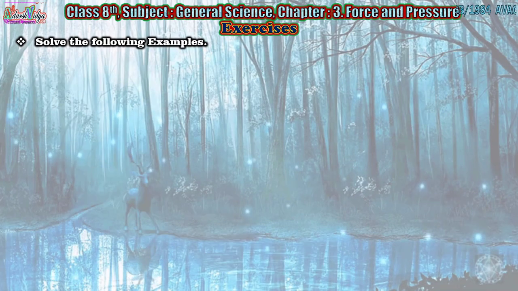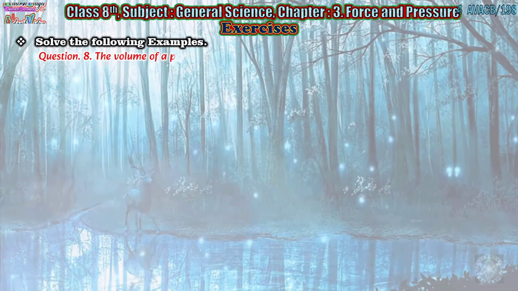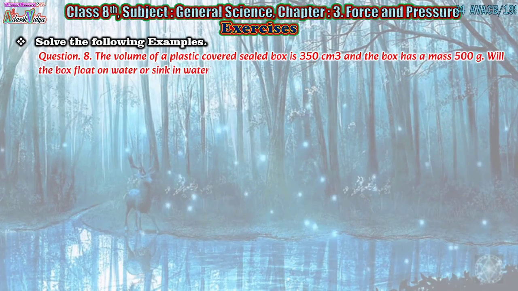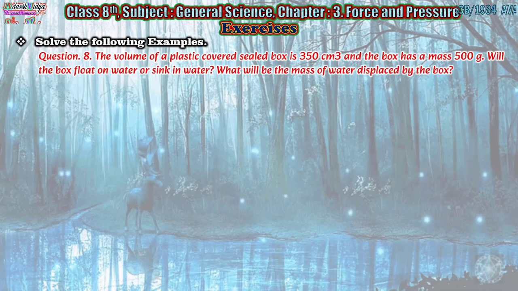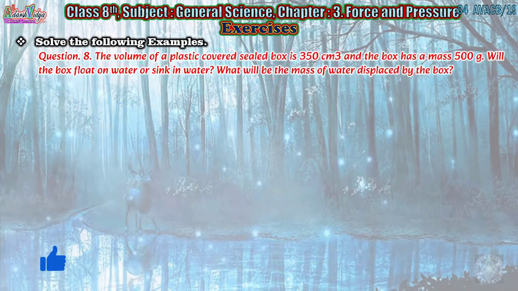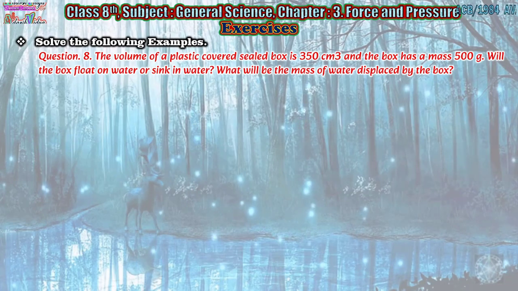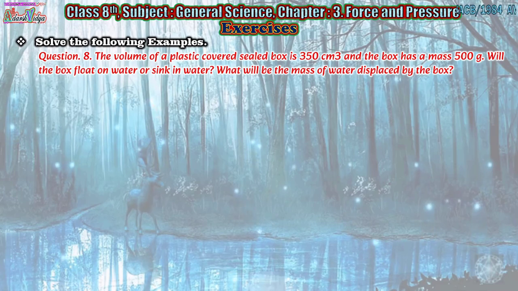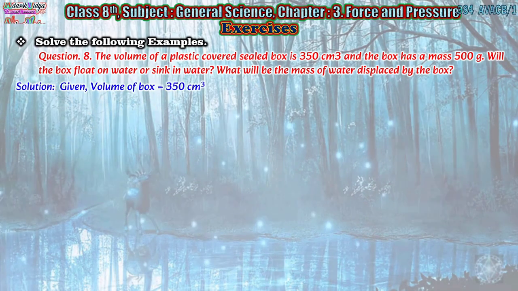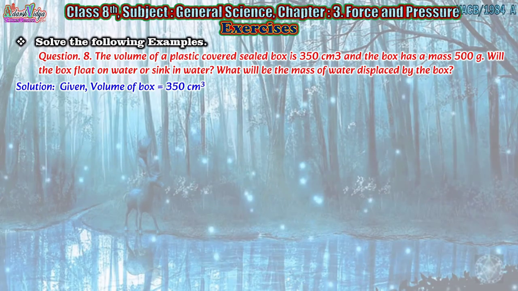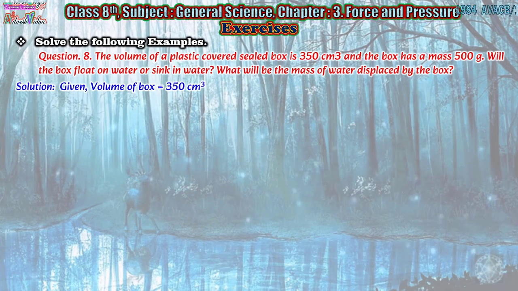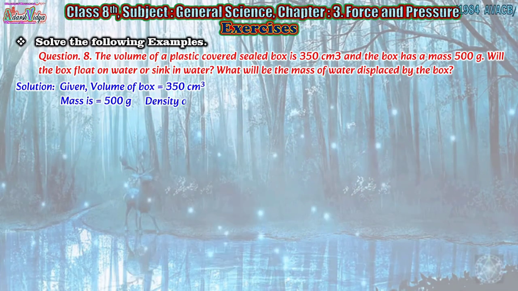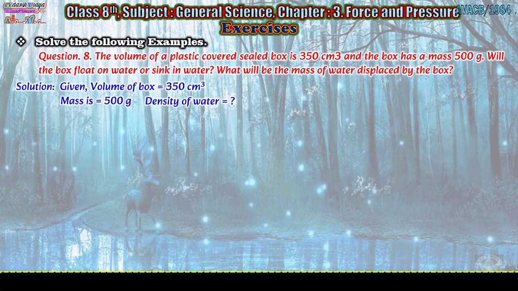Next one. Question 8. The volume of a plastic-covered sealed box is 350 centimeter cube and the box has a mass 500 gram. Will the box float on water or sink in water? What will be the mass of water displaced by the box? Solution. Given volume of box equals 350 centimeter cube. Mass of box equals 500 gram. Density of box equals, calculated.